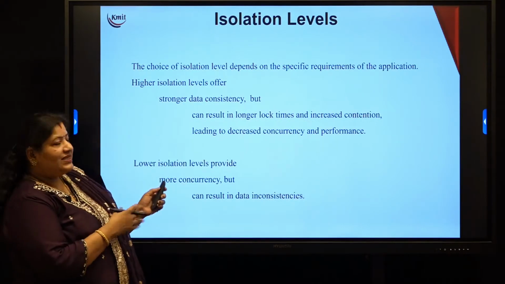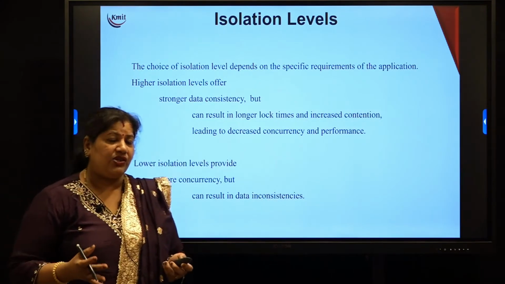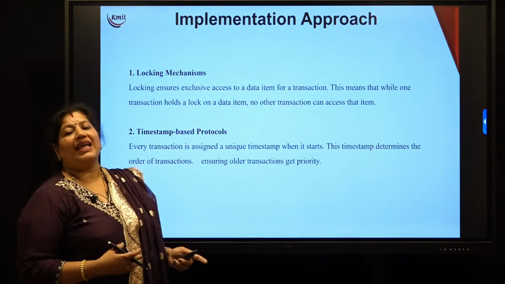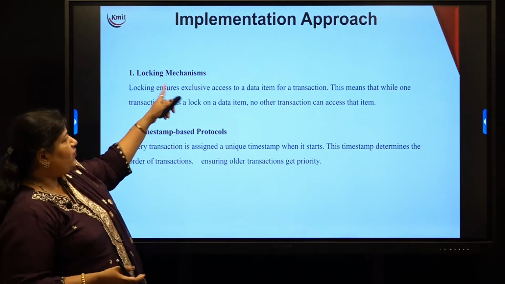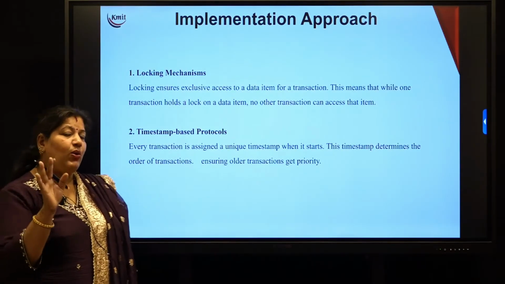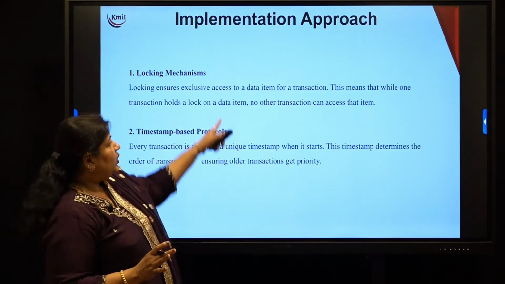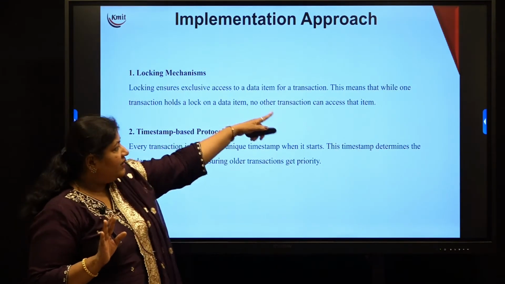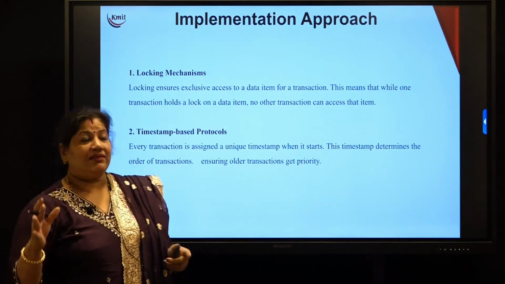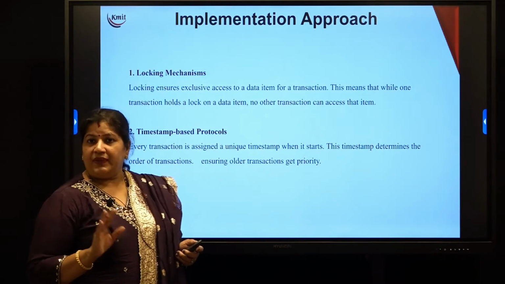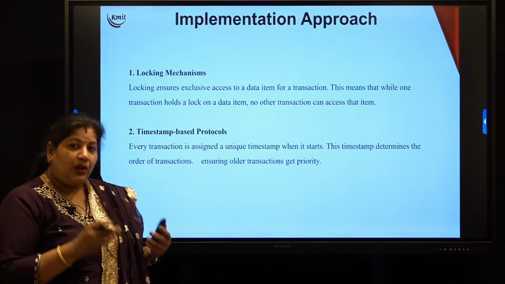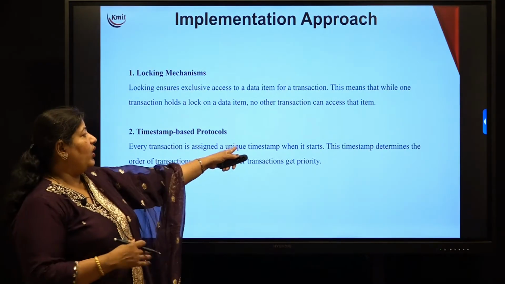Okay, fine. We understand that there will be different levels of isolation, and isolation can be performed through locking mechanisms or timestamp-based protocols. In case of locking mechanism, locking ensures exclusive access to the data item. Whenever you have to access the data item, you apply for the corresponding lock. This means that while one transaction holds a lock on a particular data item, the other transaction cannot access that. Okay? Whereas a timestamp-based protocol does not use locks, but instead it uses the concept of a timestamp.